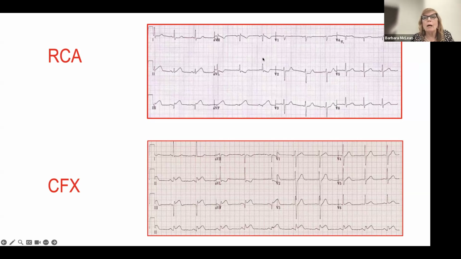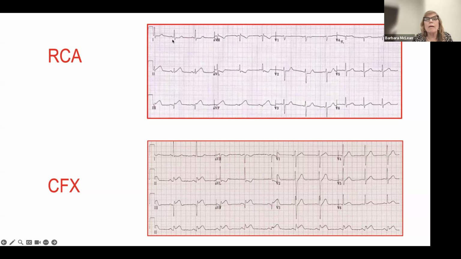So this was an RCA occlusion, and down here we're looking at a circumflex, and you can see ST segment elevation in lead 2, but a bigger ST segment elevation also in lead 3, and that's why I think I may have turned them around. I'm sorry if I did. But what's really important is that we all see ST segment elevation here in 2, 3 and AVF, and also here in 2, 3 and AVF.